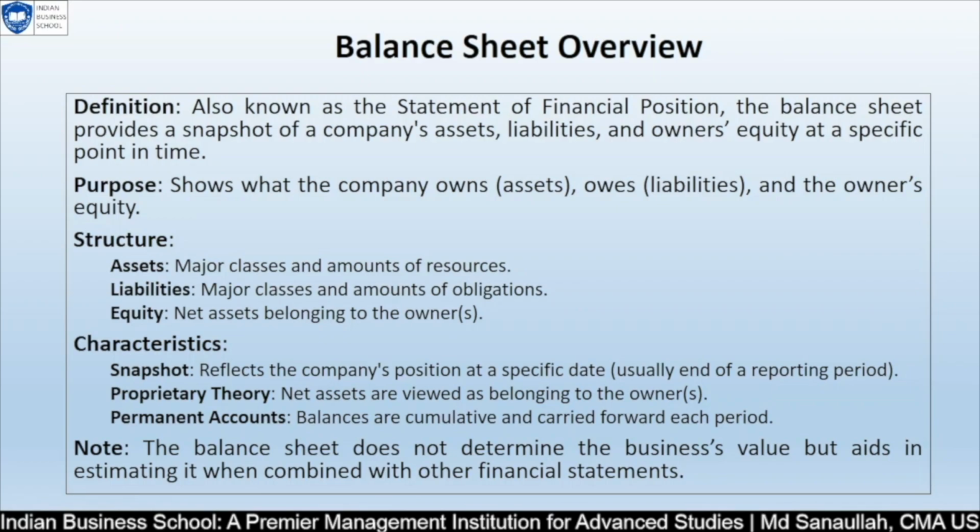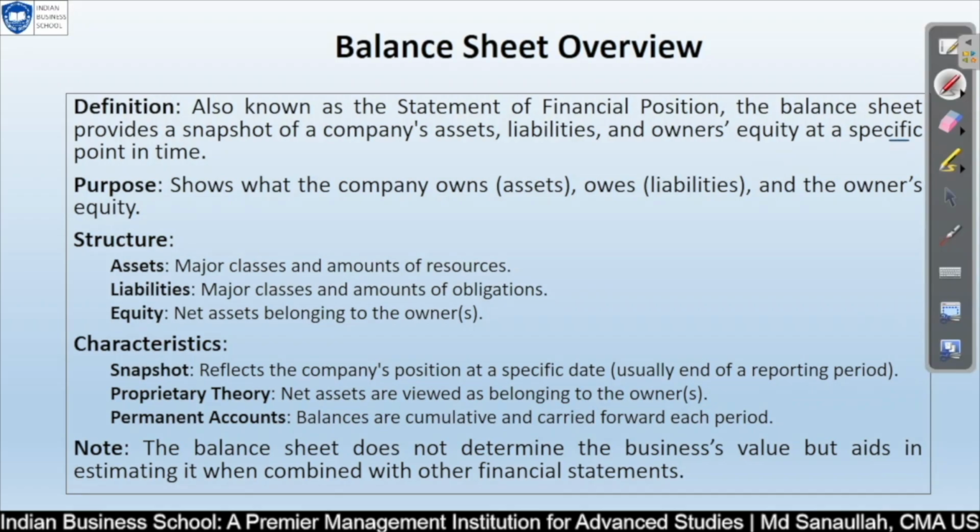So first of all, we have the balance sheet. What exactly is the definition of a balance sheet? Okay, so the balance sheet is known as a statement of financial position. The balance sheet provides a snapshot of a company's assets, liabilities, and owner equity at a specific point in time. The point in time is important here. The specific point in time is very important because balance sheets are normally prepared for a particular date.